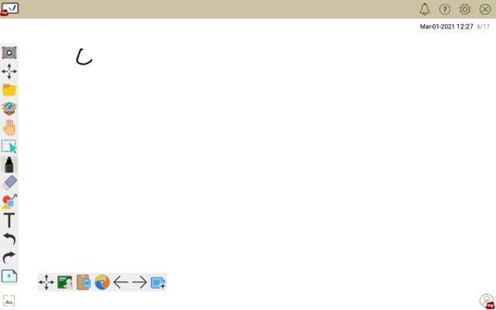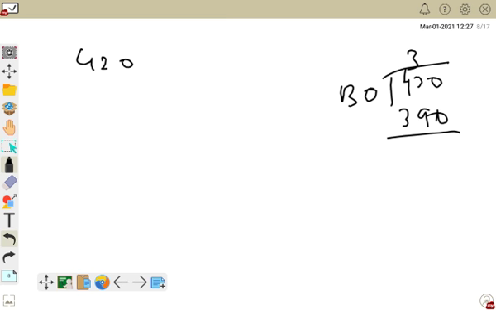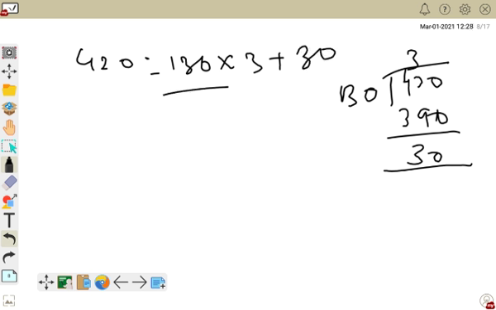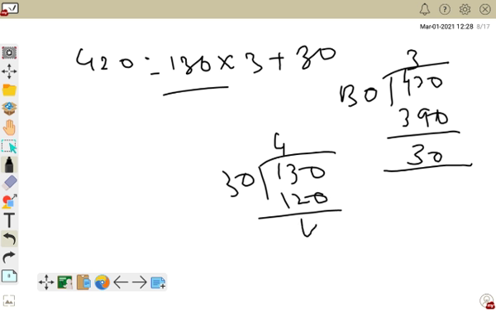So how to find the HCF? Euclid's algorithm of 420 divided by 130. So 3 times 130 is 390. So 30 is the remainder. So you will be writing 420 equals 130 into 3 plus 30. Now 130 divided by 30. So 4 30s are 120. So 10 is the remainder.